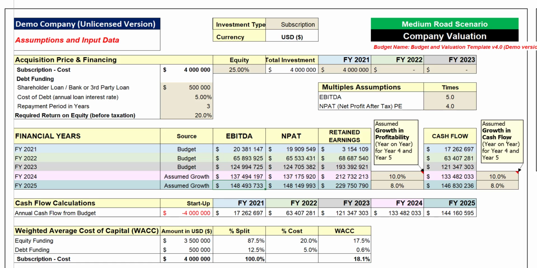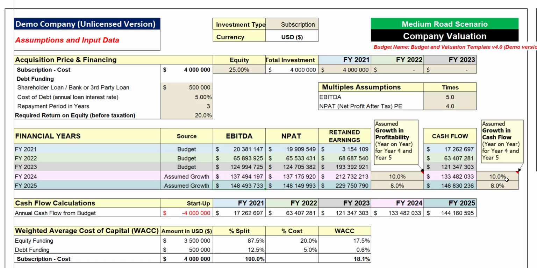Similarly, for those years, you need to make an assumption of what your cash flow growth might be in those years. For this example, we've just kept the two the same, but it may not necessarily be the same. Your profit might grow, but your cash flow might not, because you might be looking at providing customers with more credit limits that they can trade on.